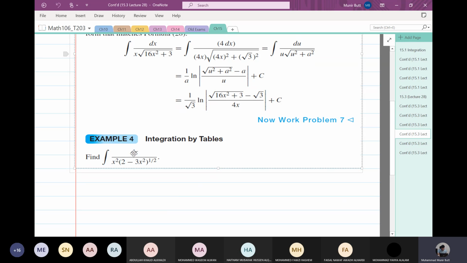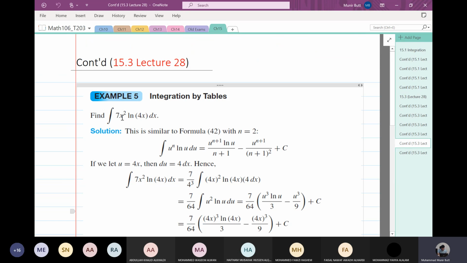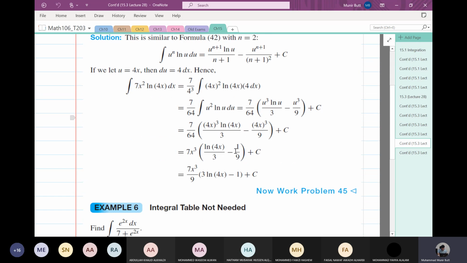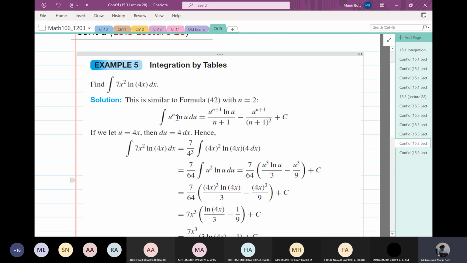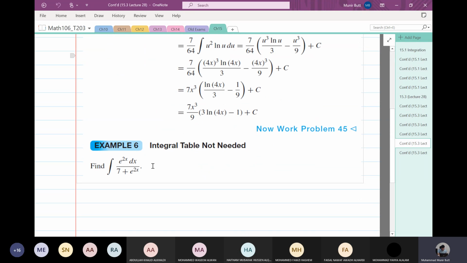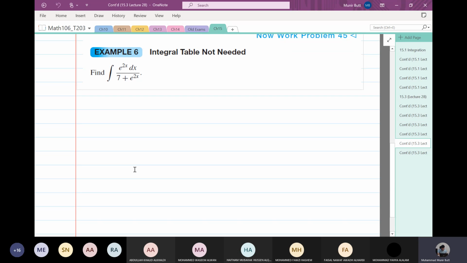And similarly for this one, you recognize the formula, just plug in the formula. And similarly, this one, 7x square ln of this, is this formula, u to the power n ln of this, is given by this formula, and you just manipulate a little bit and you will get the answer. And similarly for this one, it is not needed. So can you try this one? You still have 10 minutes. You can try, otherwise I will solve it for you in 1 minute.